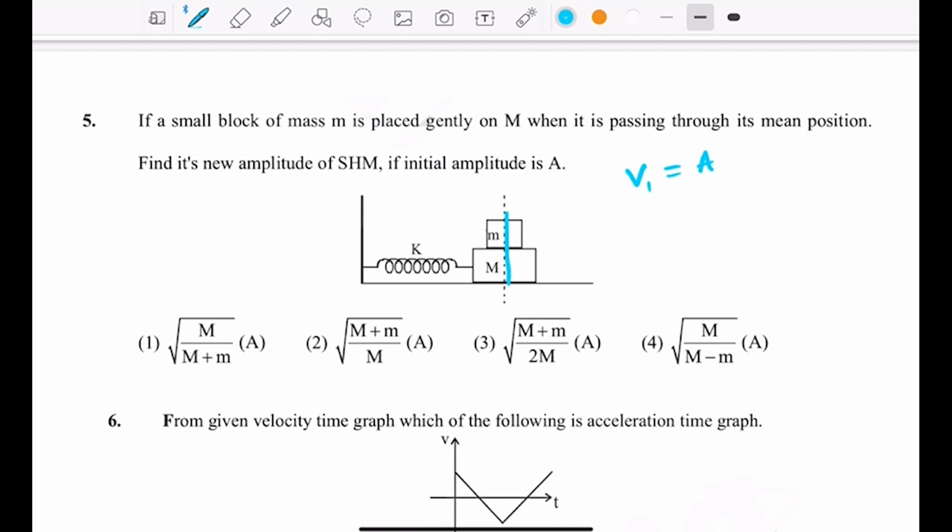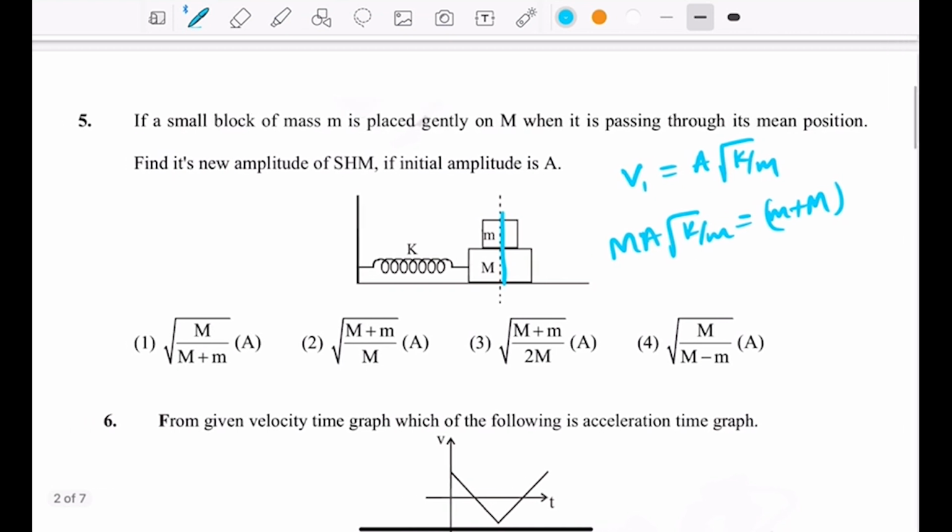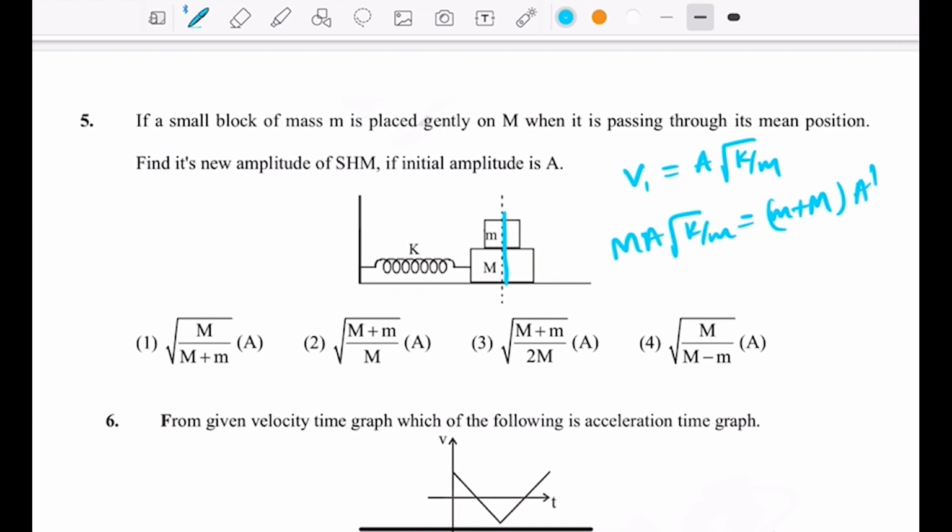Omega is under root of k by M, so this is the initial velocity. So final velocity will come from momentum conservation: M into A into under root k by M is equal to m plus capital M into A dash into omega. Omega will be under root of k by m plus capital M. From here you can get the A dash value.